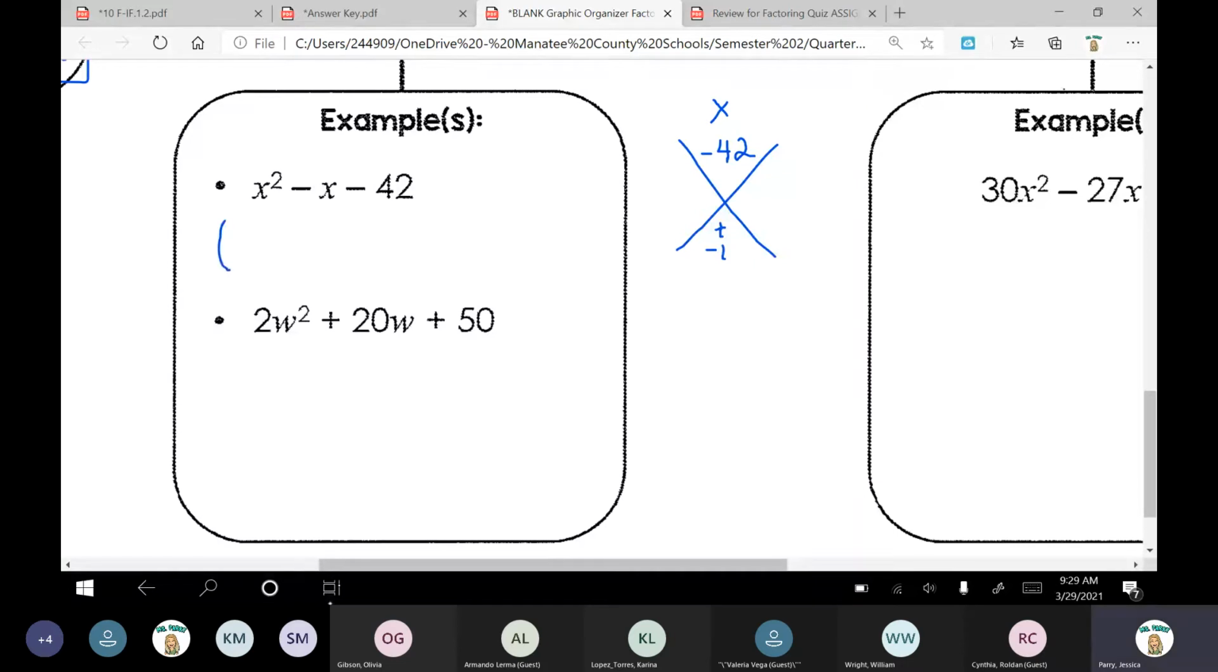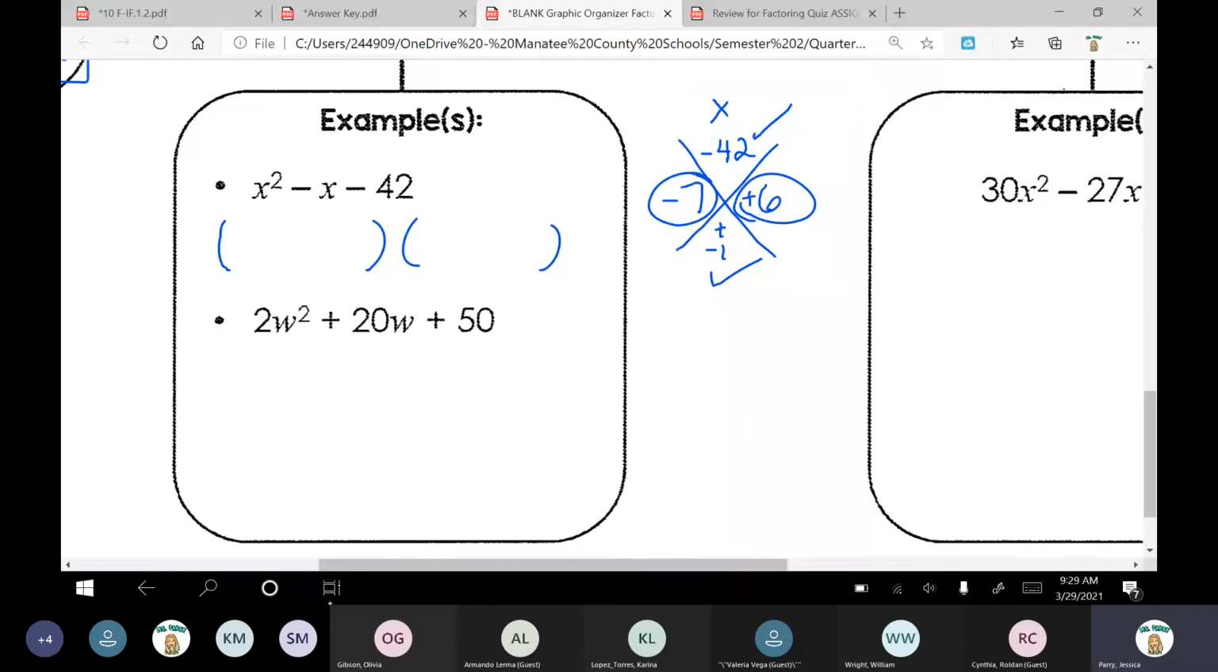So this is where you just go straight to your answer here. There's not a bunch of steps. You could think 1 times 42 or 1 times negative 42 is negative 42, but it doesn't add to a negative 1. So I see someone said negative 7 times 6. Let's see, negative 7 times positive 6. If we multiply those numbers, yes, we get negative 42. And then if we add those numbers, then yeah, we get a negative 1. So that's what we're going to use, a negative 7 and a positive 6.